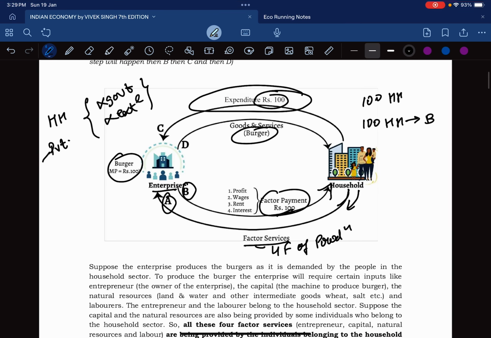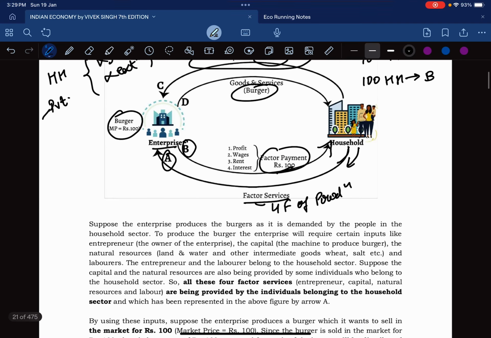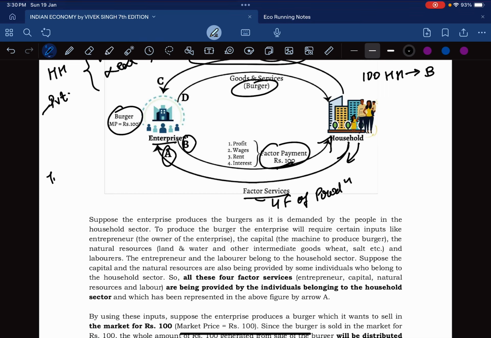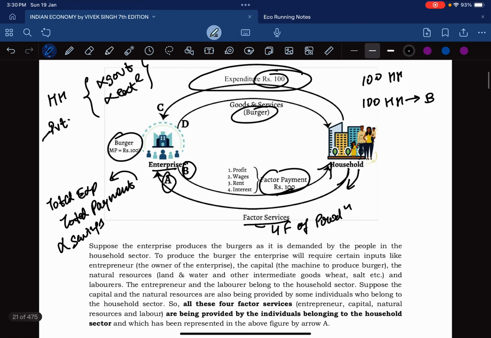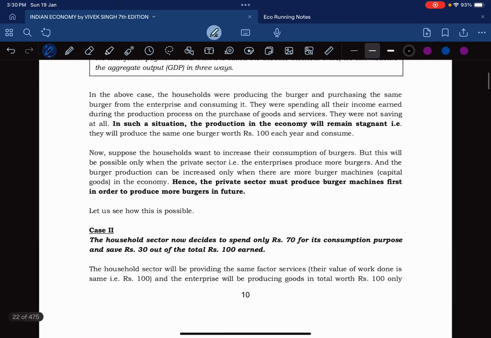So it is just a circular flow of economy, right? It is the case one of circular flow of economy where the total expenditure is total payment, or we can say total payment is the total expenditure, means there is no savings. All that has been produced is consumed, right? So 100 rupees burger were produced and 100 rupees burger were consumed, so the sum is 0. Now let's see the next case.